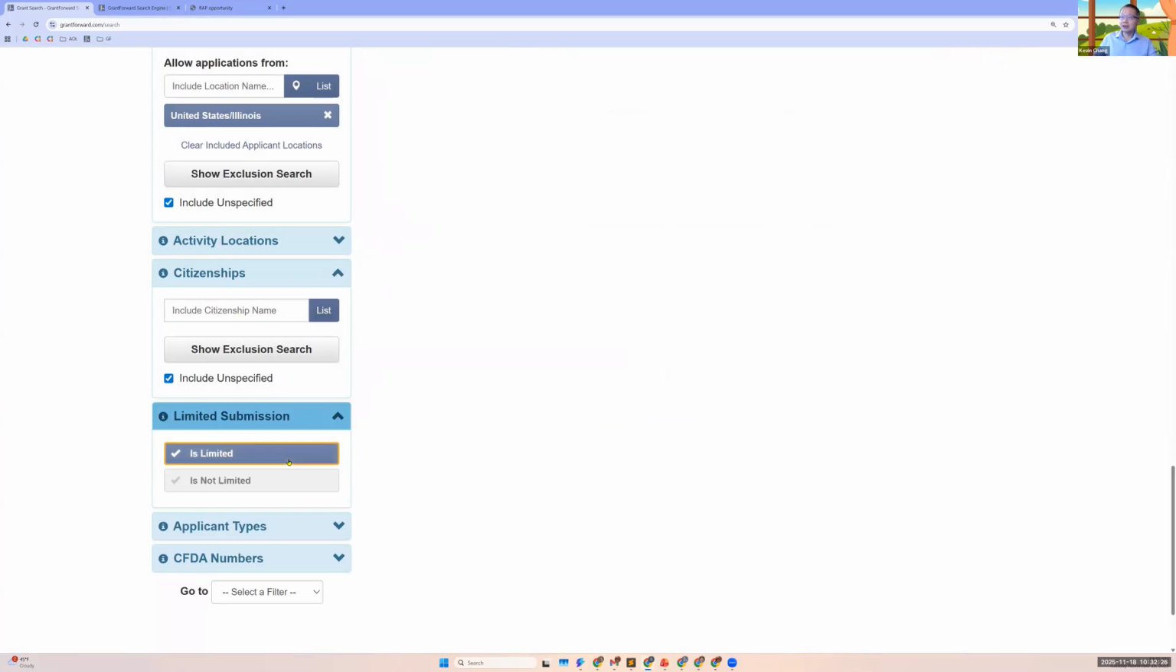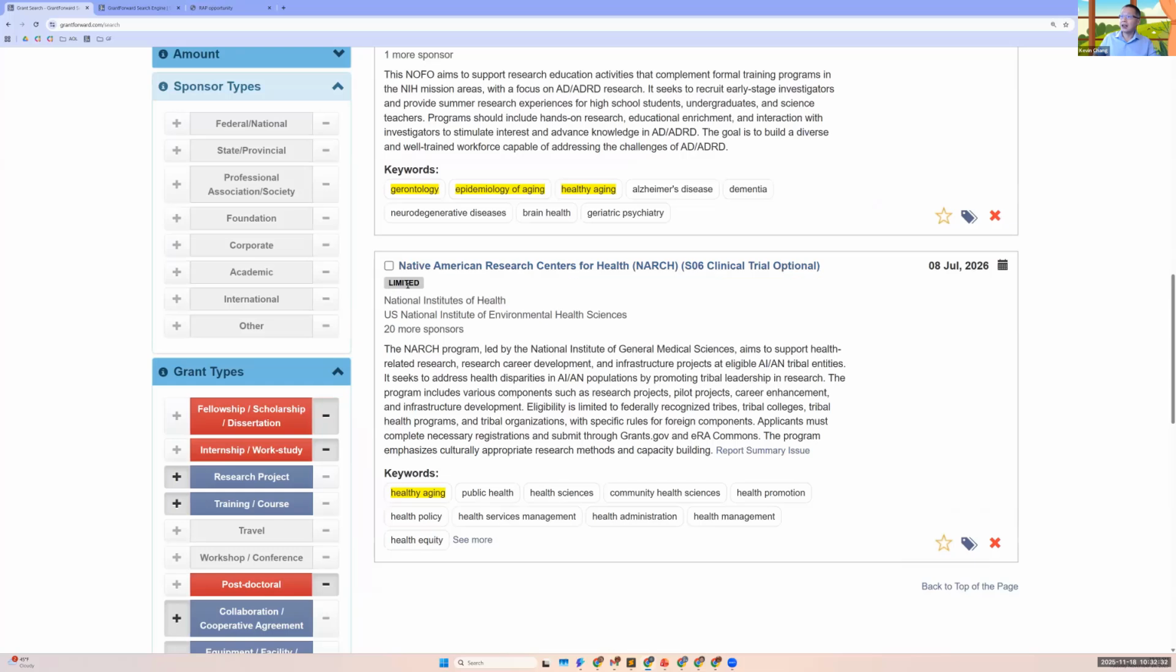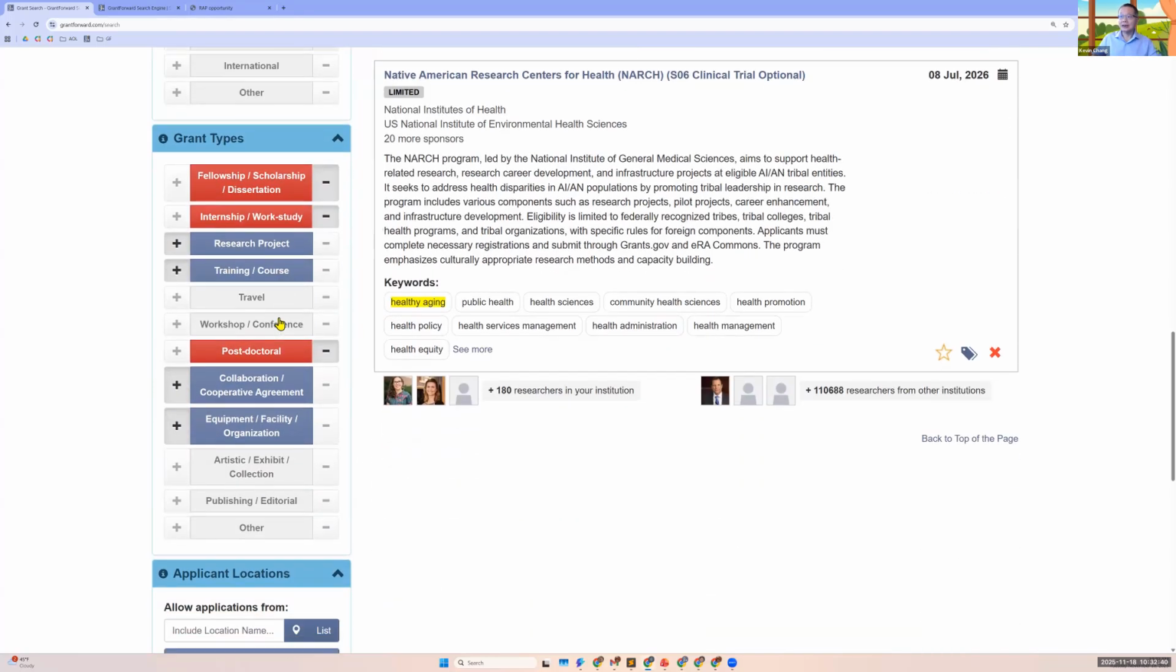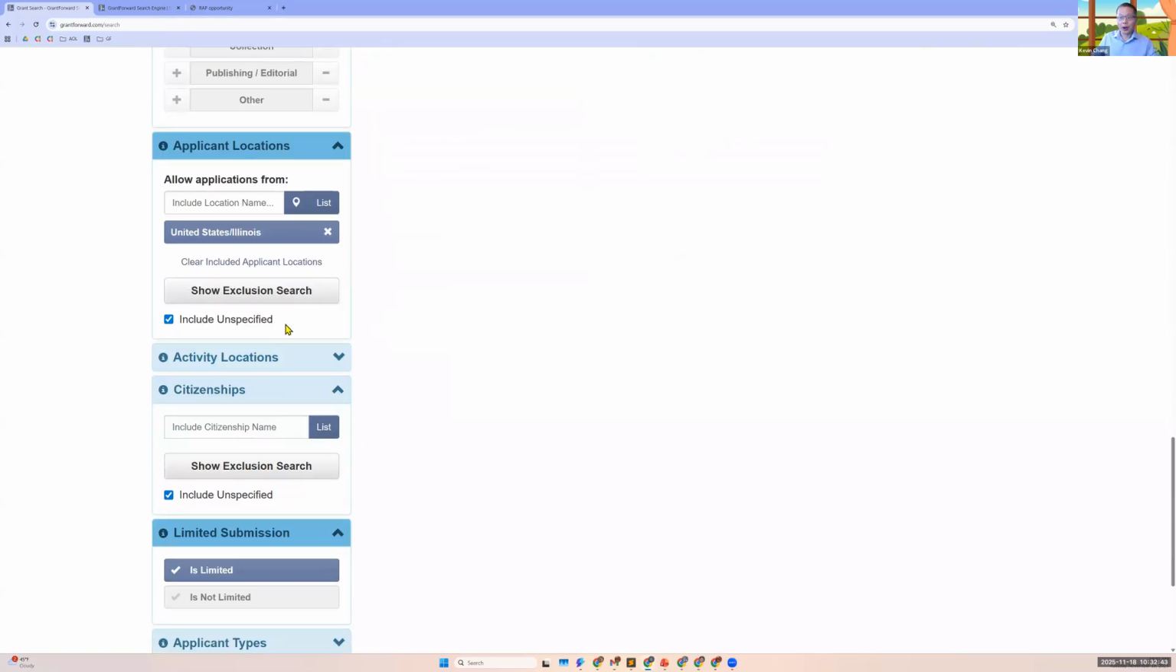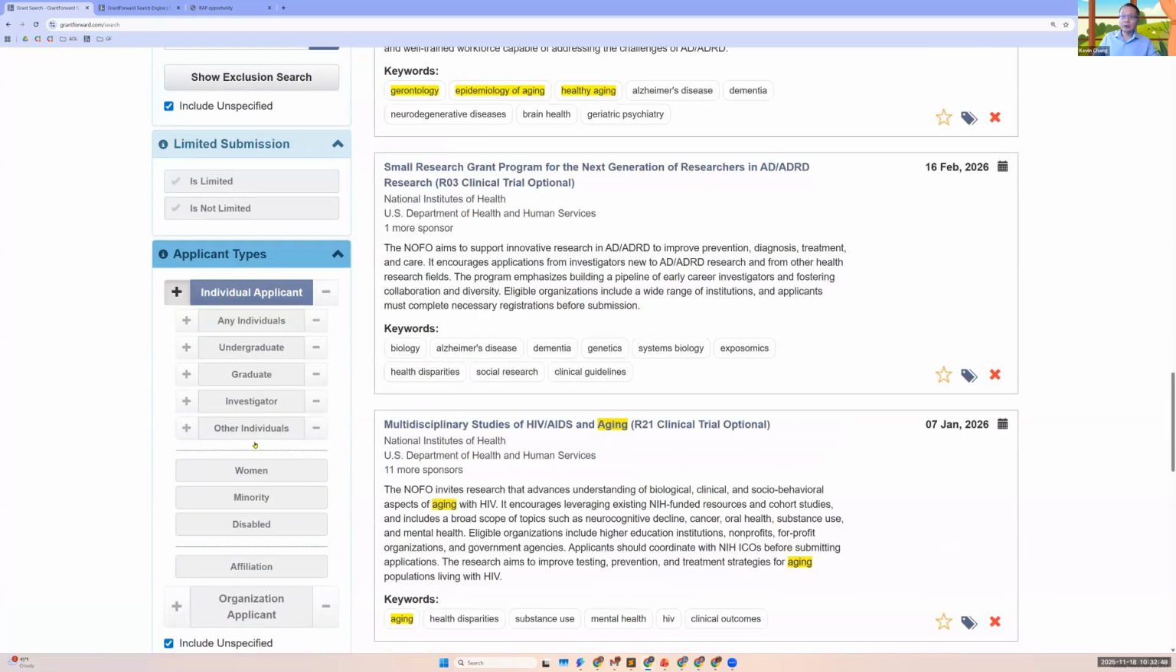And limited submission. These are grants that have some limitations, such as at most only 1 or 2 proposals from an institution. This kind of grant, you will need a coordination from your grant office. Okay, you can also use applicant type to describe your status, such as you are an investigator, or you have some other designation, such as minority, or other type, and the filter will find the grants sorted according to your applicant type.